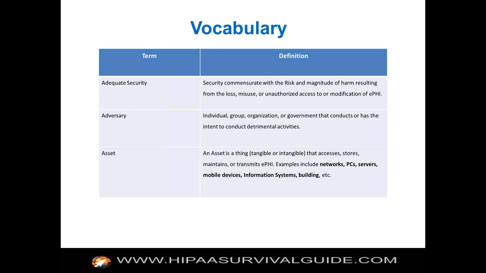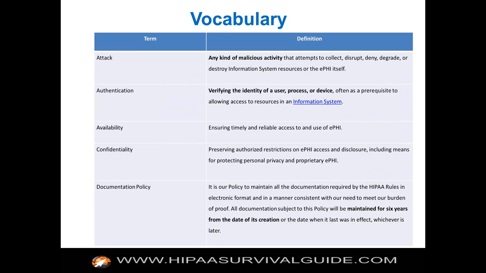So an asset, when we mention asset, we're talking about networks, PCs, servers, mobile devices, phones, information systems, buildings. It's pretty broad when we're talking about assets. Now, these are assets that have some relationship to electronic protected health information, or EPHI, because that's the only thing that the security rule deals with. The privacy rule deals with PHI in all its forms, right? The security rule is only focused on electronic PHI. So what's an attack? An attack is any kind of malicious activity that attempts to collect, disrupt, deny, degrade, or do something bad to your EPHI.